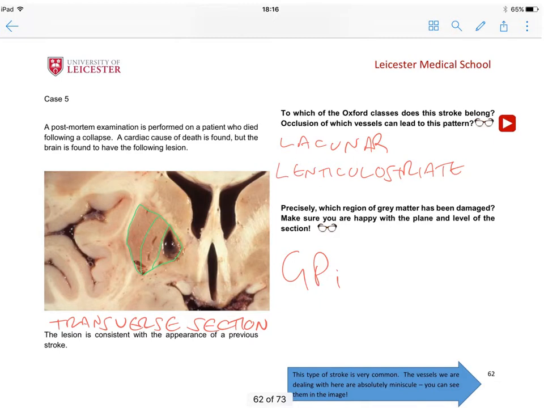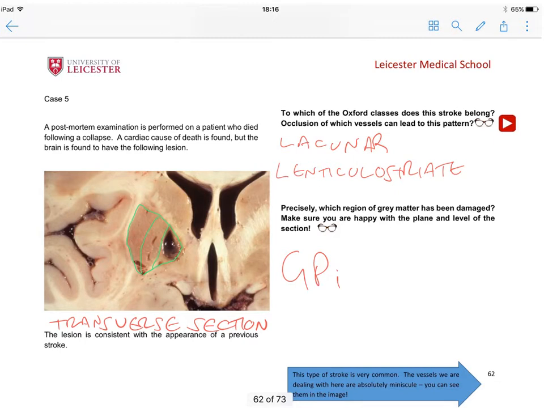Now, if you've forgotten the difference between grey and white matter, remember that grey matter does look grey when we look at the brain, and it's composed of cell bodies, dendrites and synapses, whereas white matter does appear white and is composed primarily of axons. All right? So grey matter is cell bodies, white matter is axons. And it's the globus pallidus internal segment that's been damaged by this stroke.